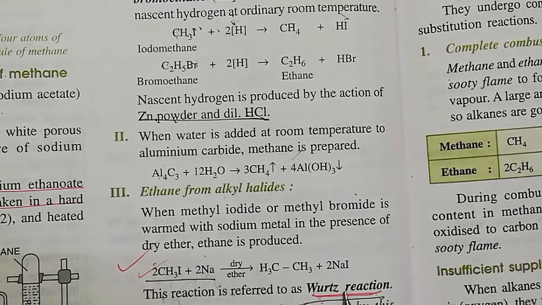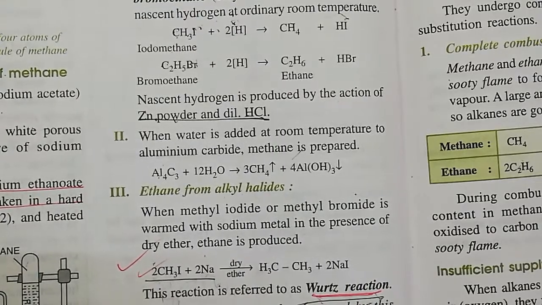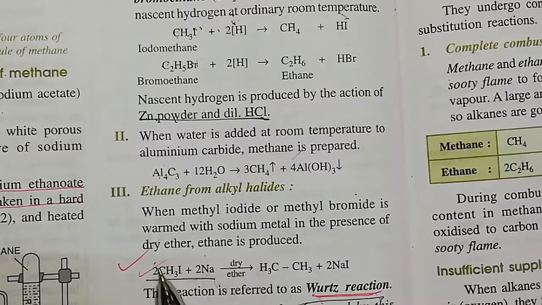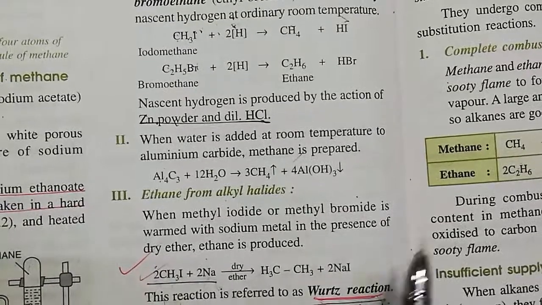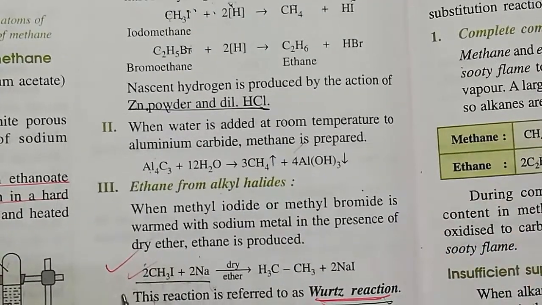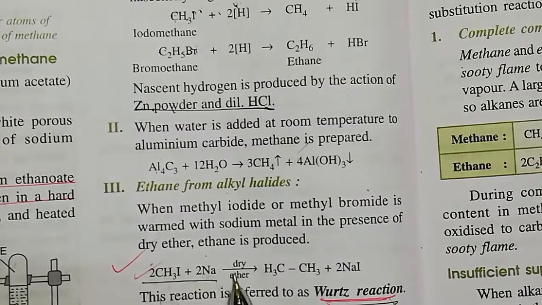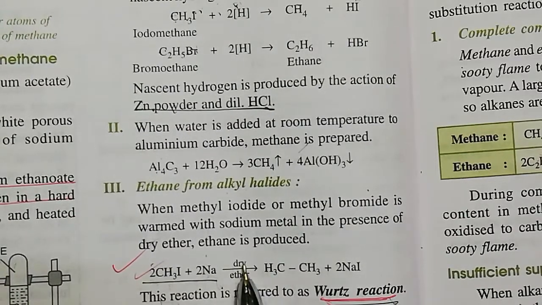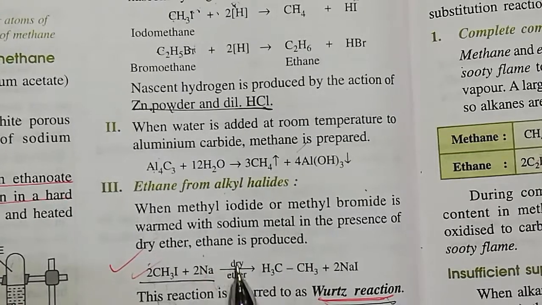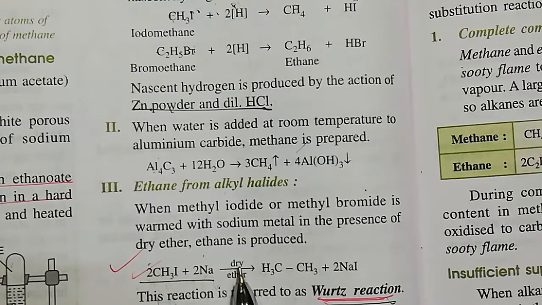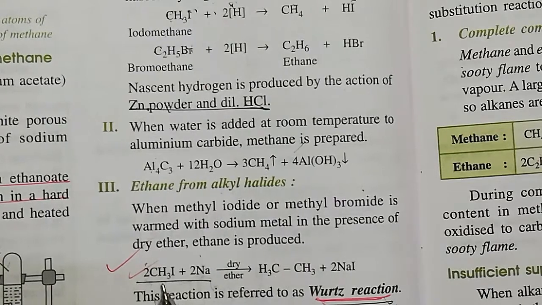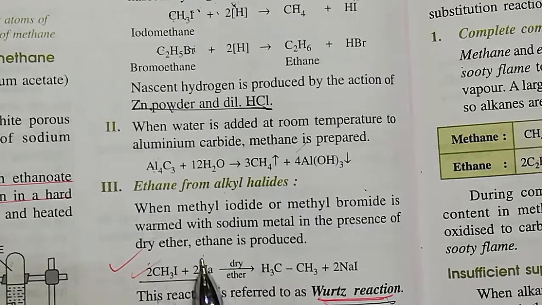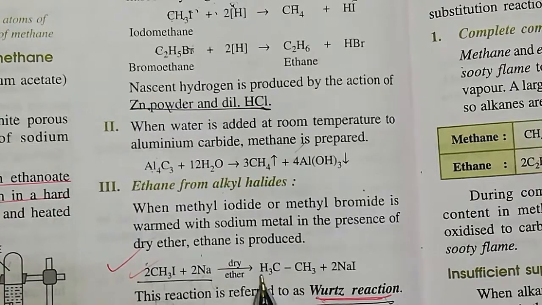One more reaction here is for the preparation of ethane, mainly not methane, which is called the Wurtz reaction. And what is it all about? 2 moles of methyl iodide is taken, and it is heated with sodium in dry ether. Water is avoided. In all the reactions of sodium, water should not be there, otherwise there may be an explosion, because hydrogen gas is produced and may easily burn. So 2 moles of methyl iodide reacting with sodium in dry ether gives you ethane.